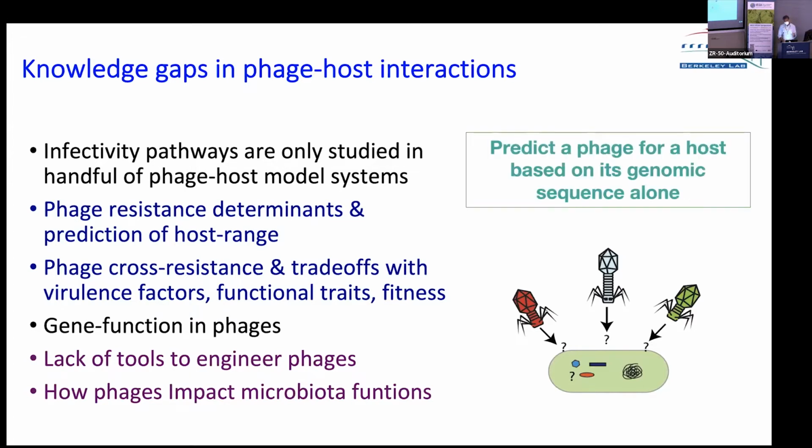So my personal moonshot is: given a bacterial genome sequence, can I predict a phage just based on the sequence? And that's a long shot. I don't think we are anywhere near there, but it's something which I keep motivating myself towards.